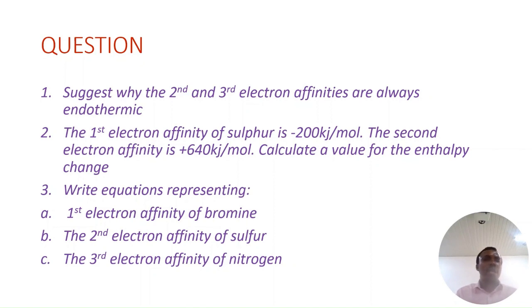Then the last one is write equations representing the first electron affinity of bromine, second electron affinity of sulfur, and the third electron affinity of nitrogen. So please, I just want you to attempt these questions. They are simple as ABC. Then in our next class, we might just go through it.